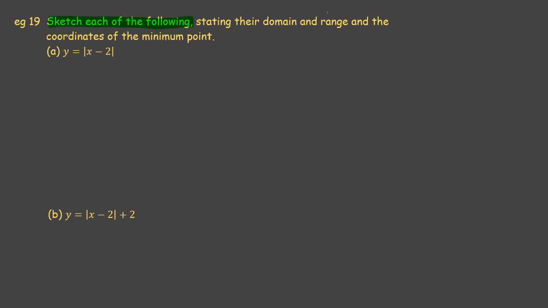Sketch each of the following. State their domain and range and the coordinates of the minimum point. The first one is y equals mod x minus 2. If you think about it, y is equal to 0 when x equals 2.